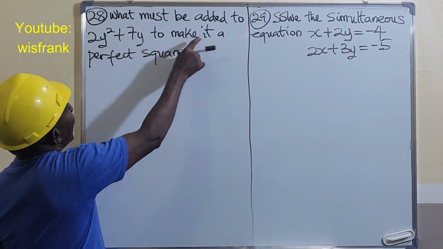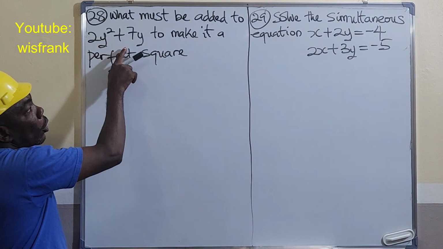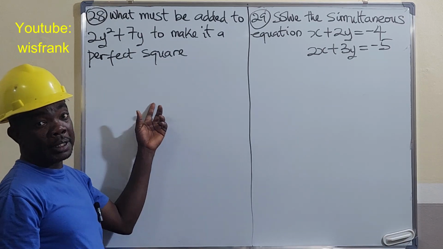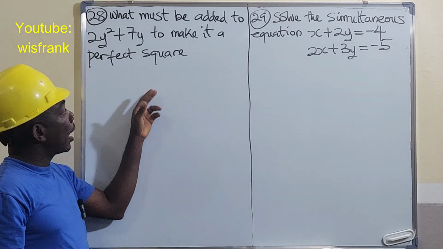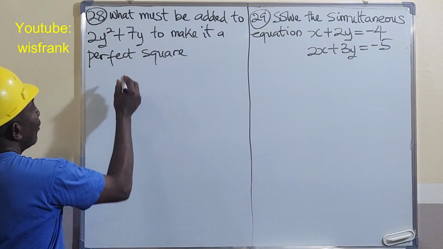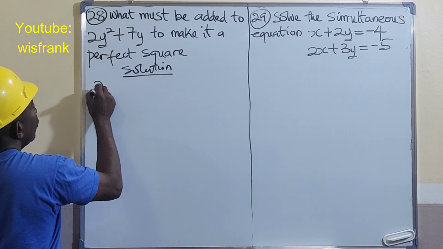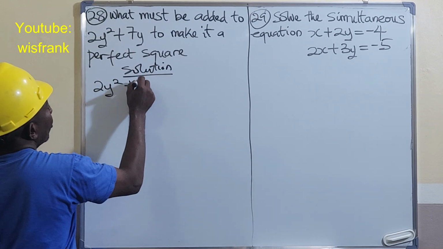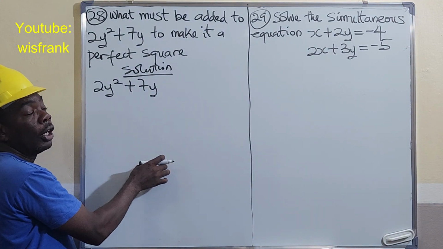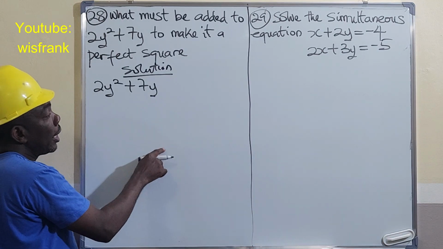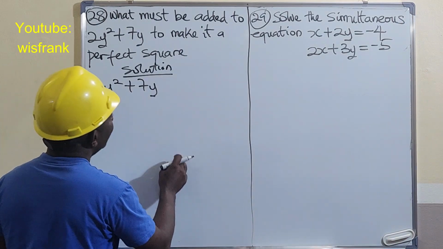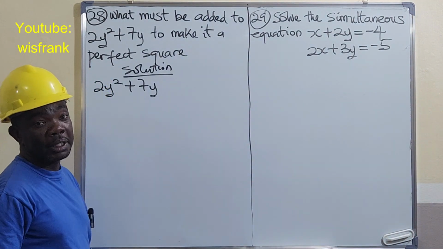28. What must be added to 2y squared plus 7y to make it a perfect square? You can see that this is a quadratic equation and it is incomplete, and we are asked to add something so that it will become a perfect square. So we have the solution. We are given 2y squared plus 7y as the equation of this quadratic equation. Now, this is incomplete, and we have so many methods that we can use to solve this, and we will find the shortest method because this is an objective test.